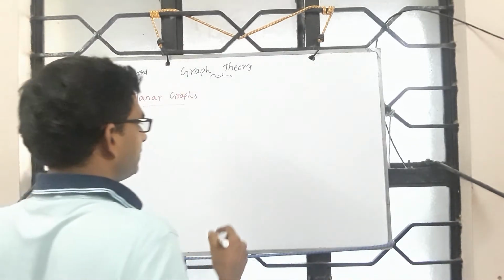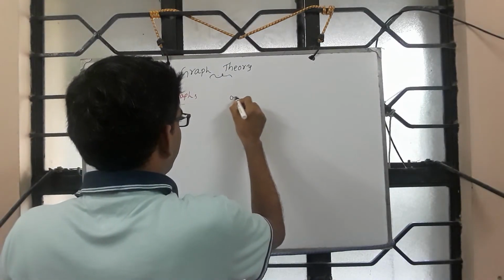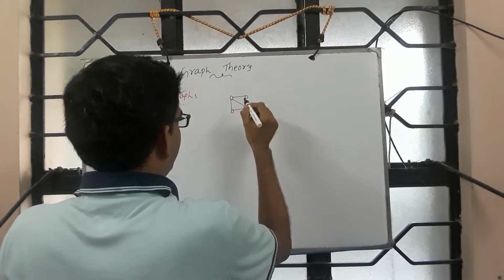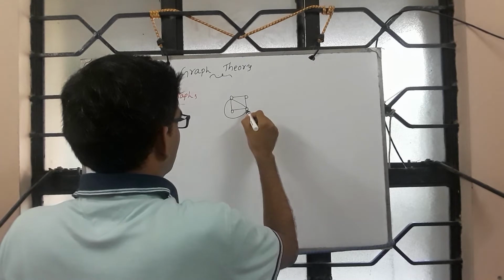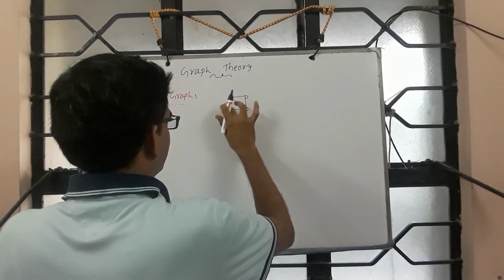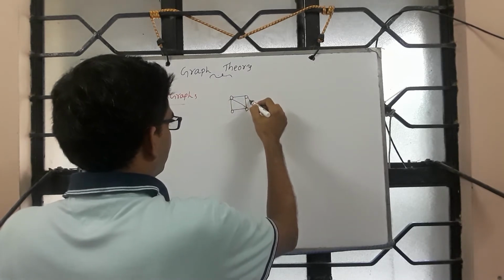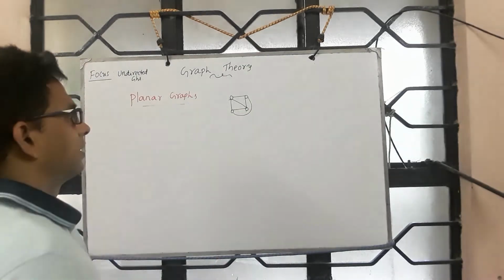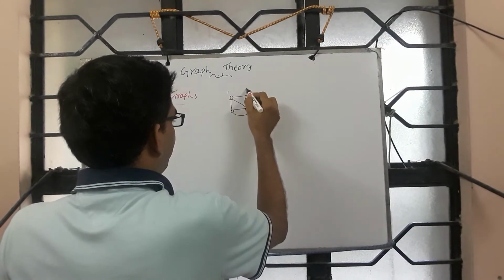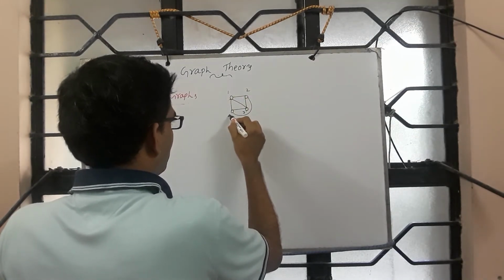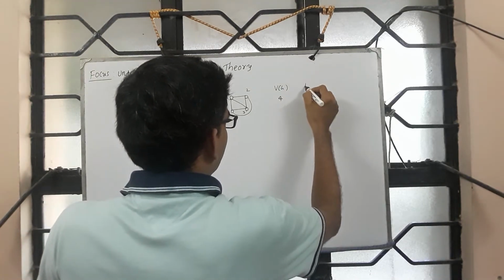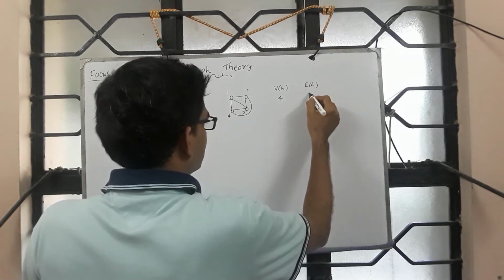So let us revisit plane drawing and come up with a formula relating number of vertices, edges, and we define something called a face, and we will see what kind of relation we are going to get. So this graph has 4 vertices and number of edges is 6.